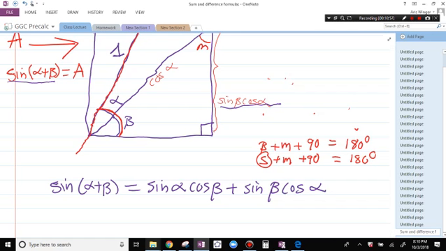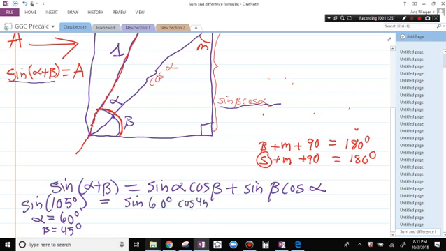Now, when I want to find out the sine of 105 degrees, we can do that, right? You need to figure out what alpha and beta are. So alpha is 60, beta is 45. You can switch them if you want. Then this is going to be the sine of 60 cosine of 45 plus sine of 45 cosine of 60. And we know all of that stuff because it's on the circle.